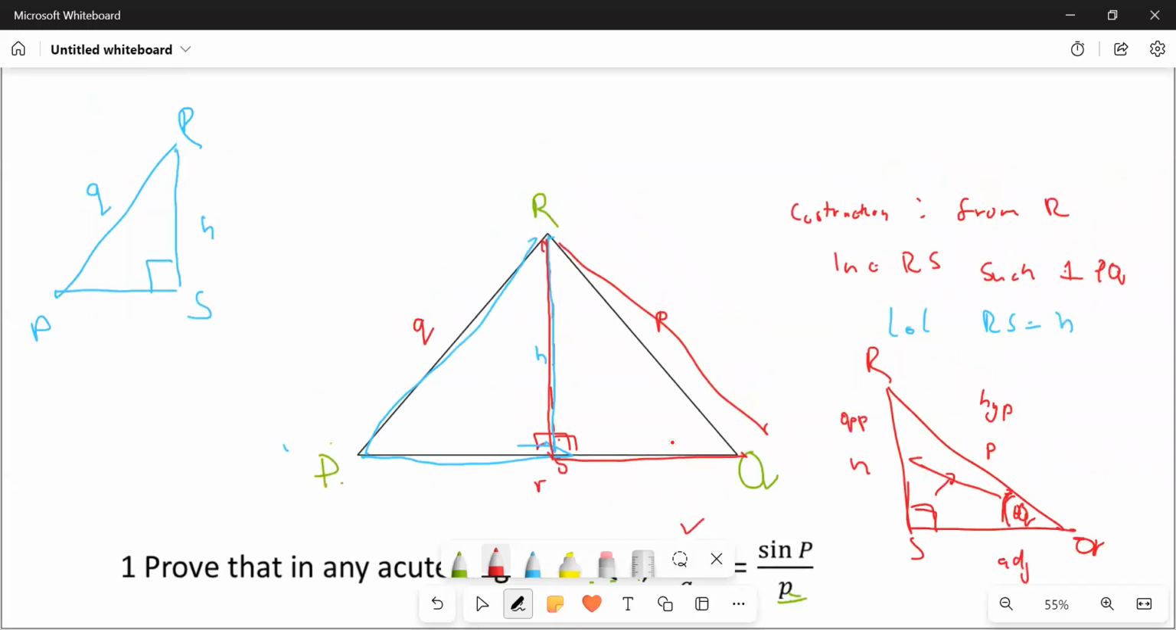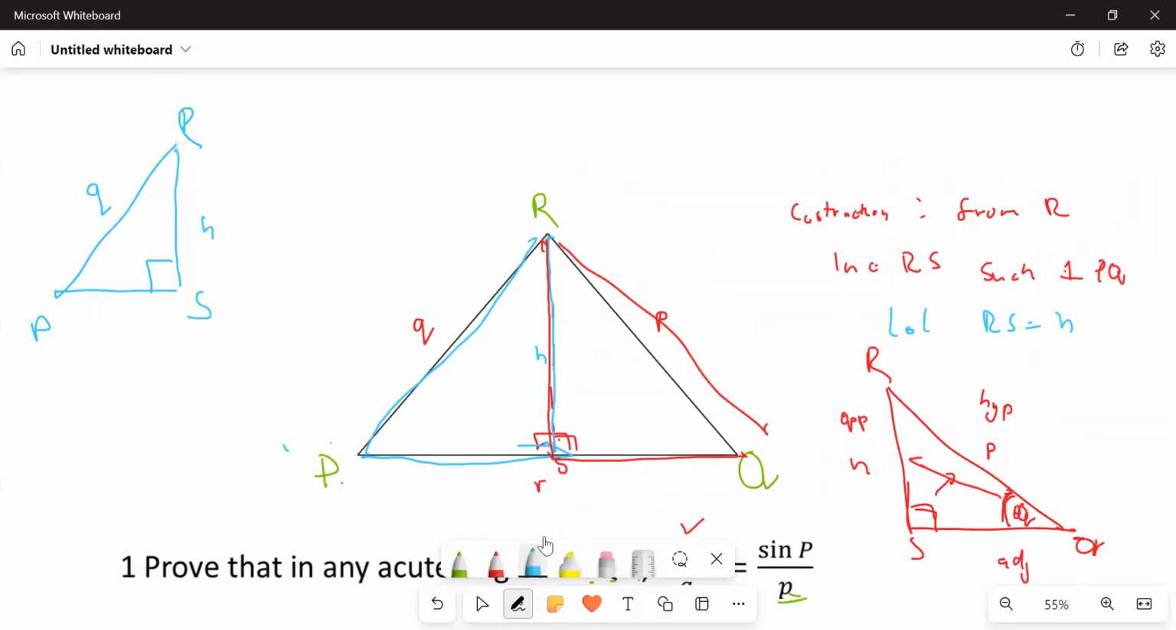If we go to the blue one, this is P, and we're going to name everything in terms of P because we have P here. So if this one here is P, we're going to start with this side here. What do we call this side here? Opposite 90 is what? Hypotenuse. Now, what is this in relation to P? This is opposite. And then what is this in relation to P?